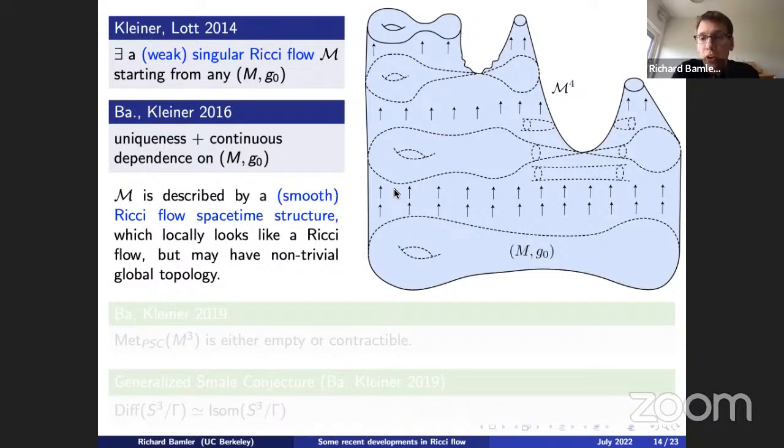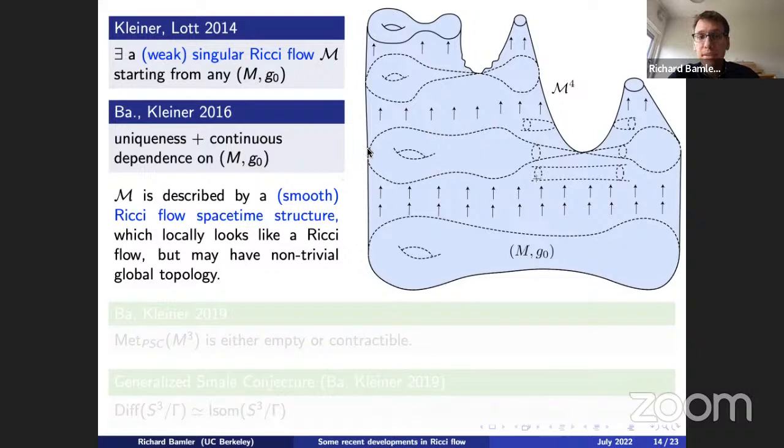And then moreover, I should also say that the definition of a singular Ricci flow is actually much nicer than the definition of a Ricci flow with surgery. It fits on half a page. It's still a little too much for this talk, so let me just say approximately what it is. So essentially, a singular Ricci flow is given by some kind of four-dimensional space-time manifold that is equipped with some smooth structure and such that locally this manifold looks like a Ricci flow, but globally it may have some non-trivial topology. Okay? And more importantly, this flow, despite its name of a singular Ricci flow, is a completely smooth object.